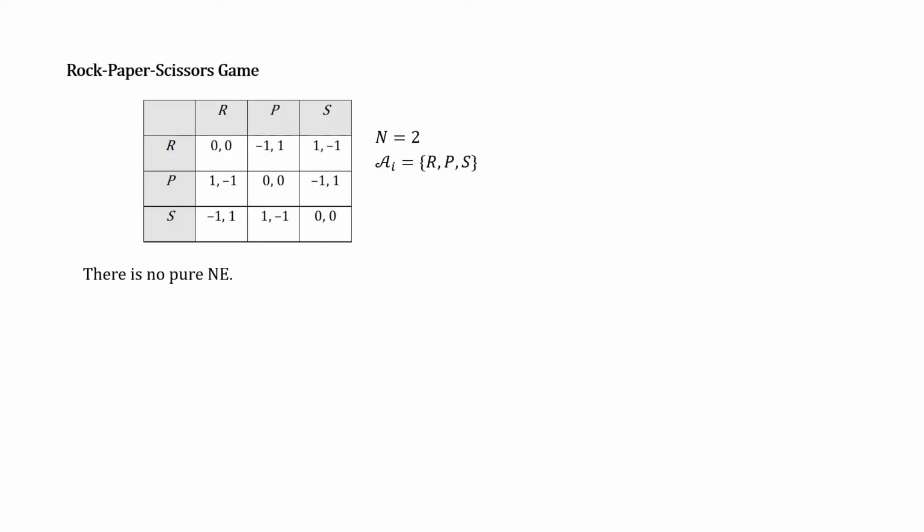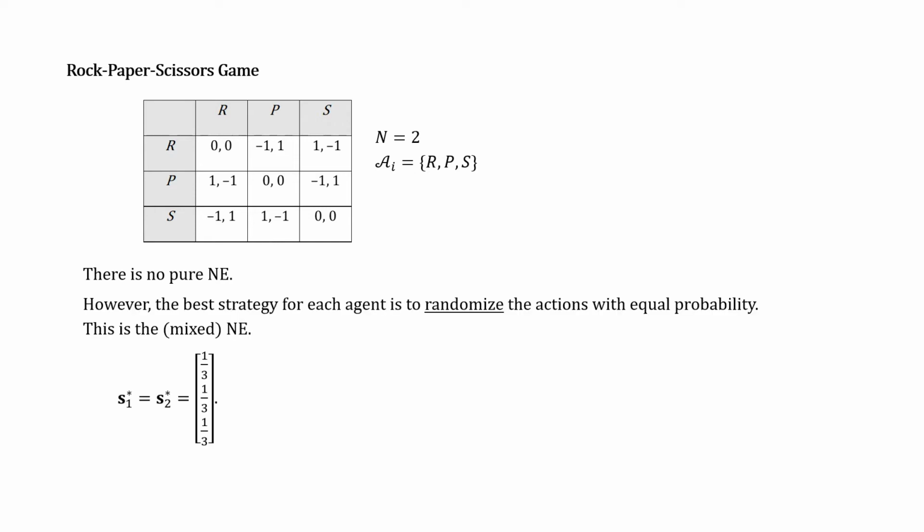Consider the game of rock, paper, scissors. We know that this game has no pure Nash equilibrium. Here, anyone who has played rock, paper, scissors understands that the best strategy is to randomize, pick rock, paper, or scissors with equal probability of 1/3. And that's the Nash equilibrium strategy, as we shall see later. So the Nash equilibrium strategy of both agents is to pick each action, R, P, S, with equal probability of 1/3.